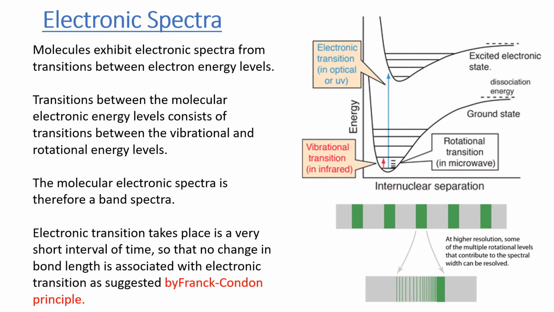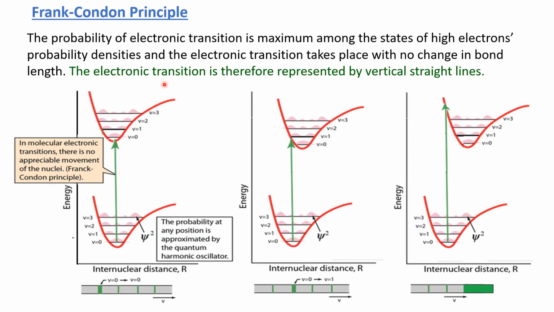for the internuclear separation. So the Franck-Condon principle states that the probability of electronic transition is maximum among the states of high electron probability density, and the electronic transition takes place with no change in the bond length. That is, the electronic transition is therefore represented by a vertical straight line.